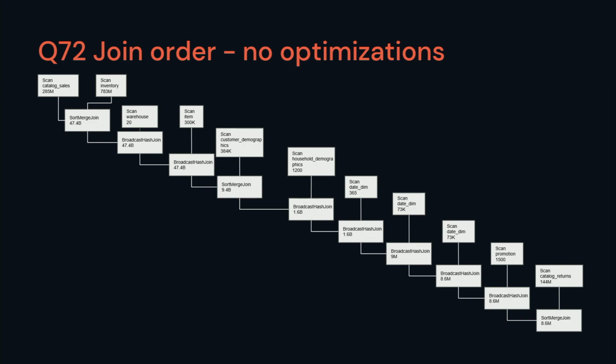The other thing that should strike you immediately is that the very first join is a sort merge join. Remember, we said that sort merge join is our last choice when you want to choose the type of join, because it is the slowest. It involves a shuffle, and it involves a sort, none of which are fast.